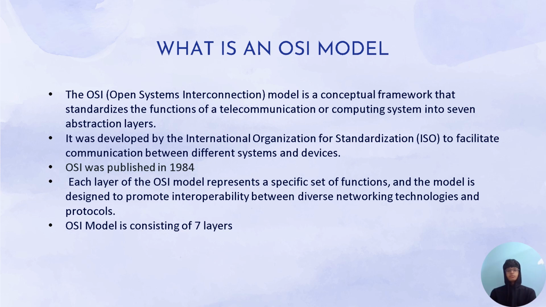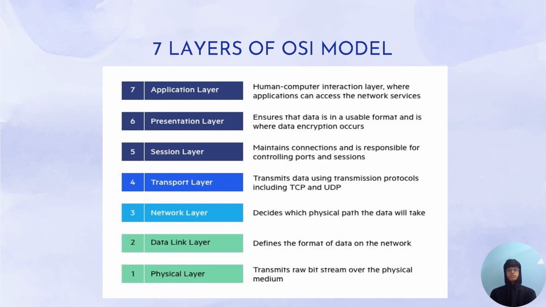Each layer in the OSI model represents a specific set of functions, and the model is designed to promote interoperability between diverse networking technology and protocols. The OSI model consists of seven layers. These seven layers are physical layer, data link layer, network layer, transport layer, session layer, presentation layer, and application layer. So we'll see what each OSI layer is.